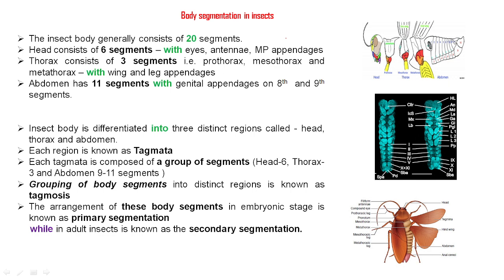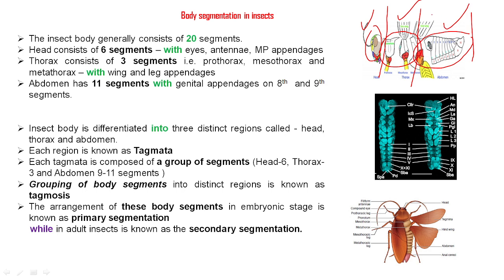Insect body generally contains 20 segments, that is, head contains 6 segments, thorax contains 3 segments, and abdomen contains 11 segments. Insect body is differentiated into 3 regions, that is head region, thoracic region, and abdominal region. Each region is also known as tagmata, that is head tagmata, thoracic tagmata, and abdominal tagmata.